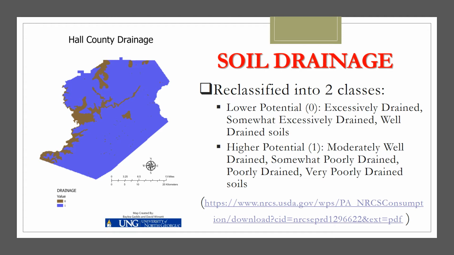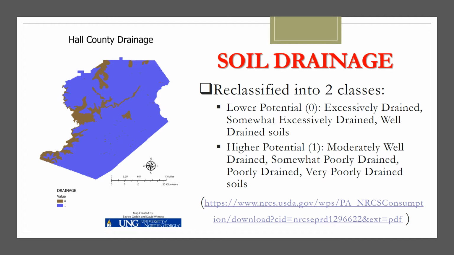either 2 classes or 3 classes or 4 classes. You will see later. In this case, the soil drainage was classified into 2 classes. So we put 0 if it is the lowest or lower potential class, and we put 1 if that class is higher potential. In our case, excessively drained, somewhat excessively drained, and well-drained soil were reclassified as 0, and moderately well-drained, somewhat poorly drained, poorly drained and very poorly drained were classified as high potential, as 1.